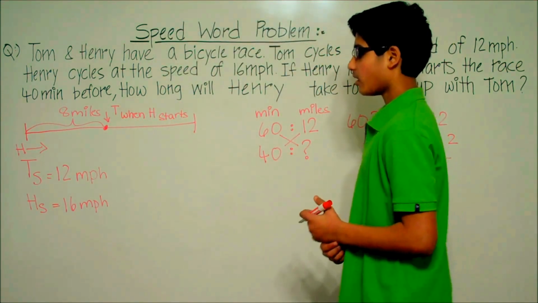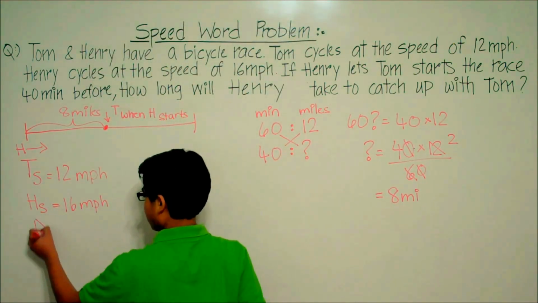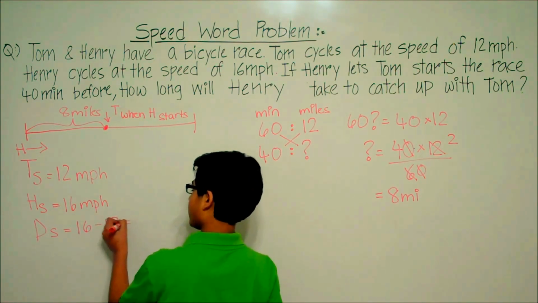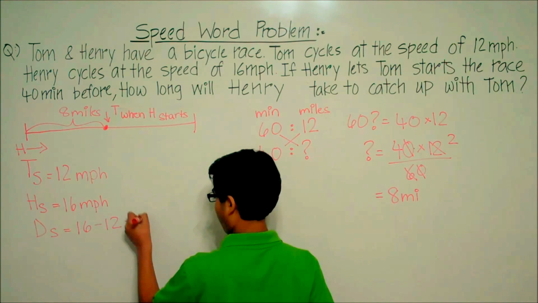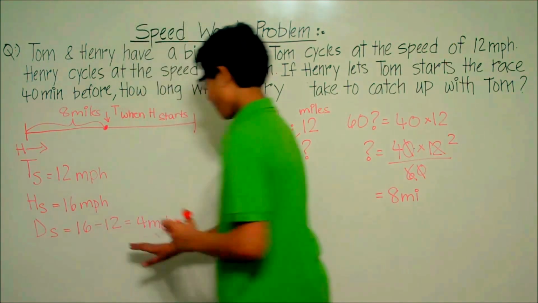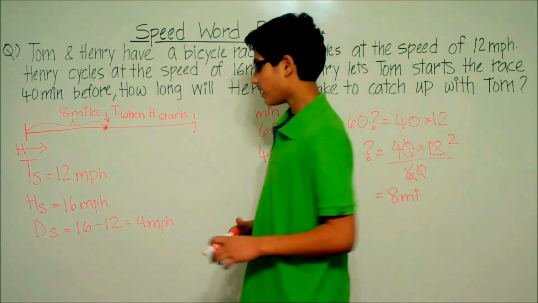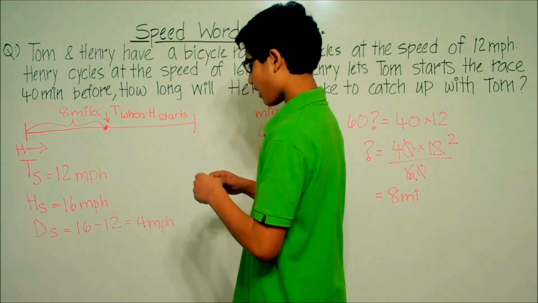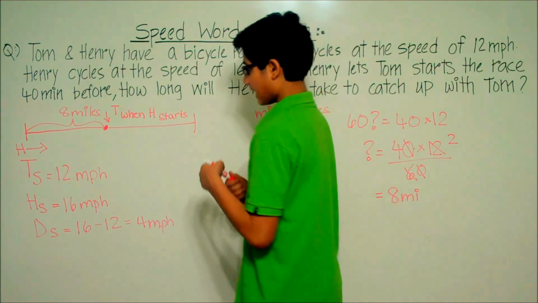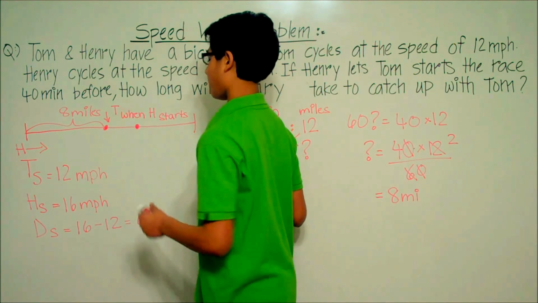Now, we know that Henry is faster than Tom. So the difference in their speed is equal to 16 minus 12, which is equal to 4 miles per hour. So this means that for every hour, Henry will catch up by 4 miles. Now, we know that he travels at the same speed as Tom plus 4 miles per hour. So let's say that this is where Tom is. This is where Tom and Henry are when they meet.